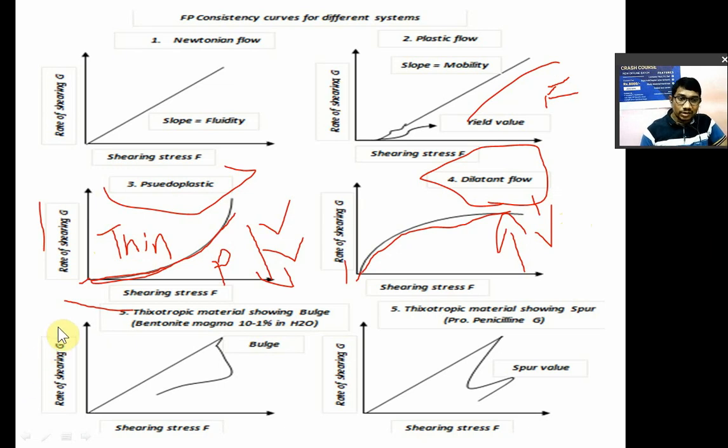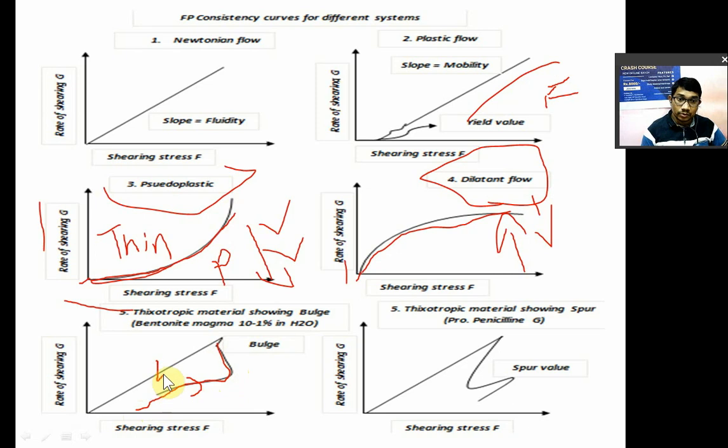Some non-Newtonian fluids are also known as thixotropic materials. If you plot shear stress versus rate of shearing for such a fluid, you will get this kind of curve. Initially, if you apply stress, they begin to flow, and there is a bulging on the up curve. This is known as the up curve.